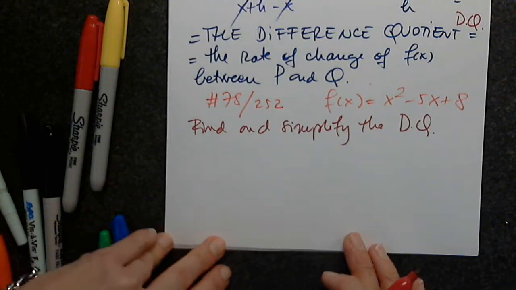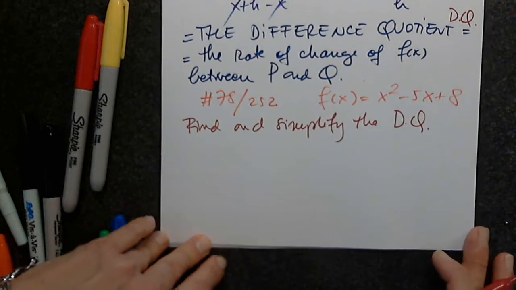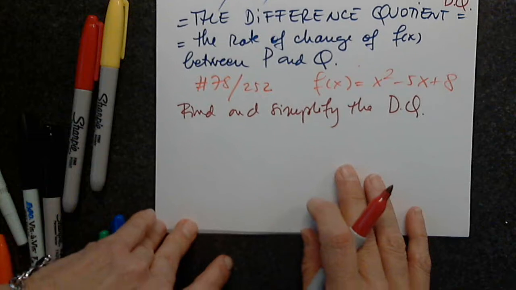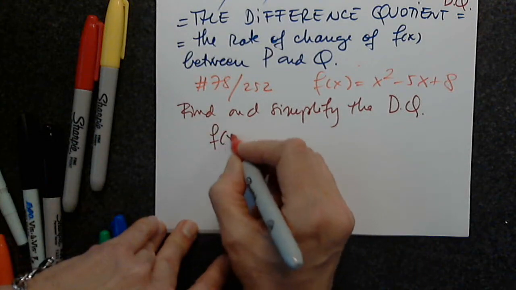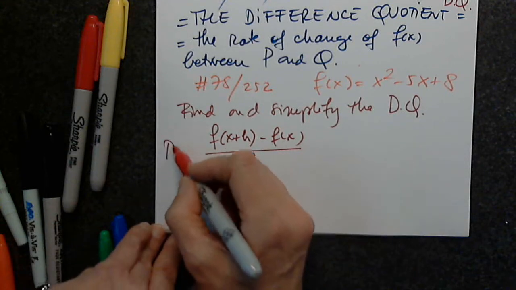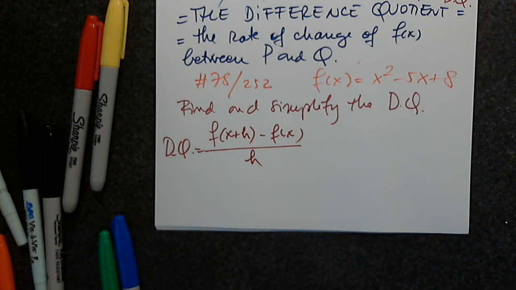In this class, you don't have to remember the difference quotient. It's very easy, I think, but you don't have to remember it. But in calculus and moving forward, if you are interested, you have to. Okay, so here's the difference quotient, f of x plus h minus f of x divided by h. So this is the DQ. We're asked to find it and simplify it for this particular function.